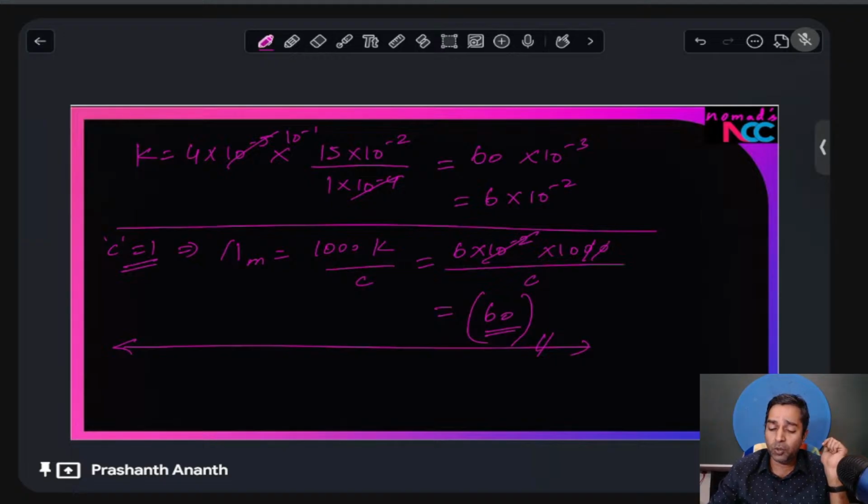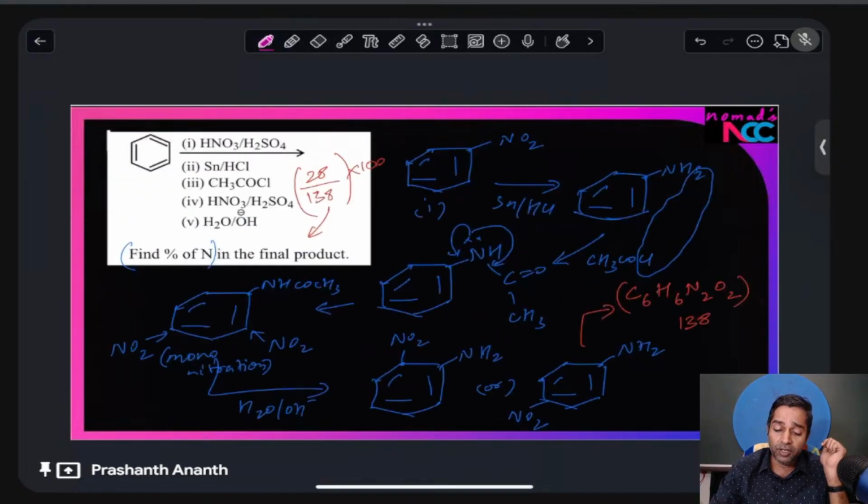Especially on this last question, which I'm not sure of. And also one more question where I did not solve it fully. This one here, 28 by 138 into 100. I didn't solve the thing fully.